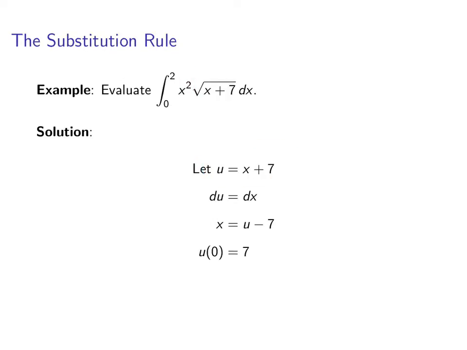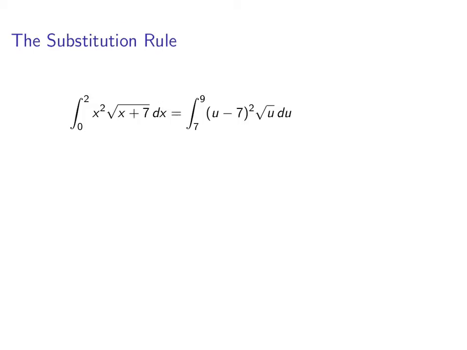We also need to change our limits. When x is equal to 0, u is equal to 7. Right? We're just plugging in the 0 into this here. And same for the upper limit. u of 2 is equal to 9. All right, we've got all the pieces we need now in order to be able to make our substitution.